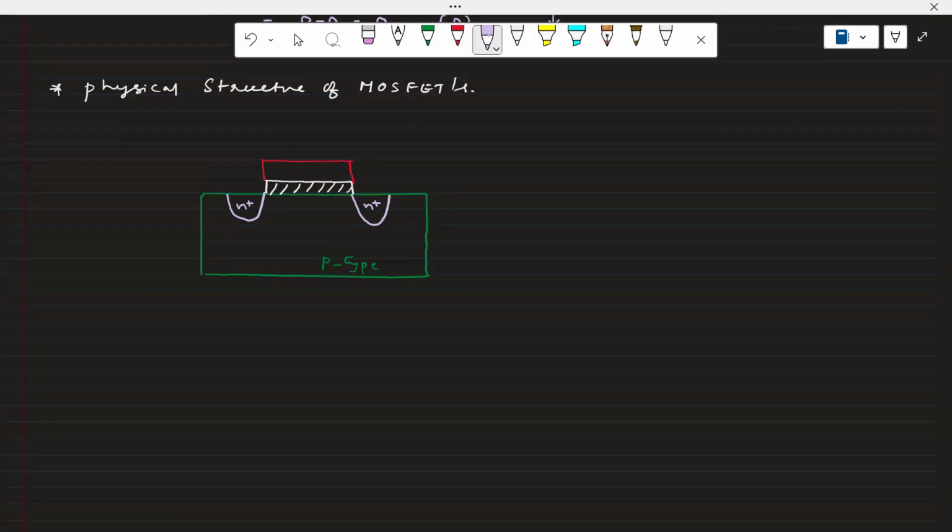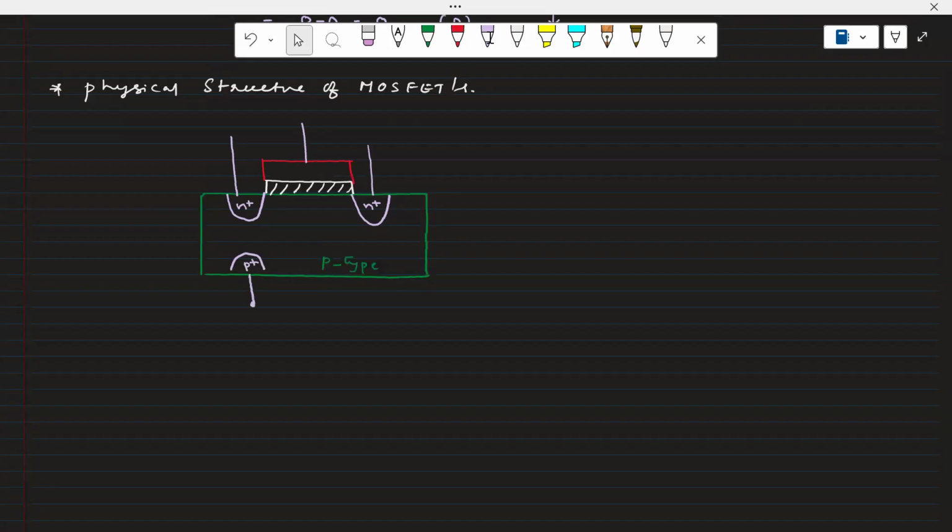So as you can see, here you can see one terminal. This is the second terminal. This is the third terminal. And definitely we have here another one, called P plus. This is a body actually. We take this body as well.